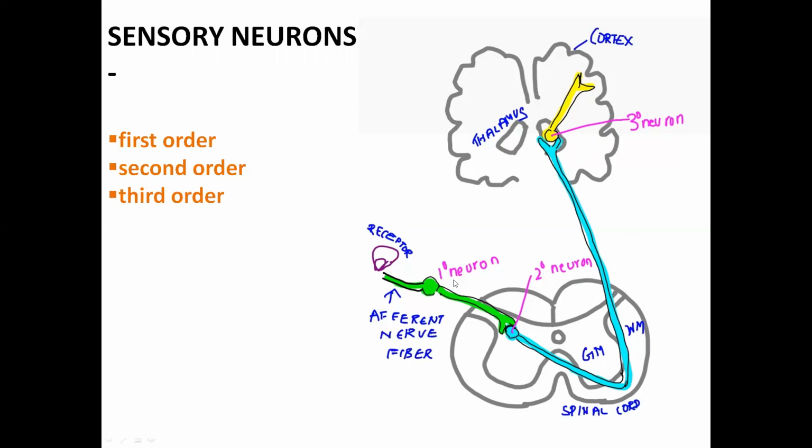Now, in the dorsal root, we'll have the dorsal root ganglion. This ganglia consists of pseudo-unipolar neurons. The peripheral process of the pseudo-unipolar neurons innervate the receptor. The central process of the pseudo-unipolar neuron enters the posterior gray horn. They synapse with the cell bodies that you see in the posterior gray horn.